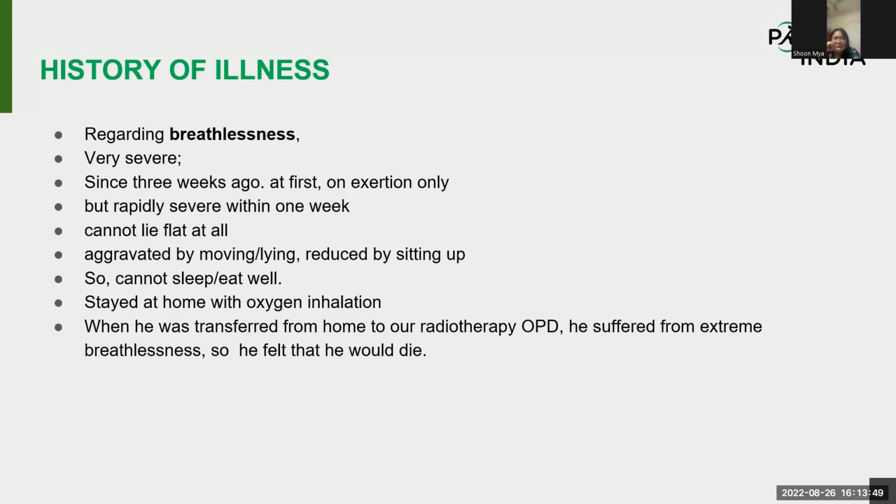So he stayed at home with oxygen inhalation. At first, he refused to take any further treatment, but his breathlessness became very severe, and he could not tolerate it anymore. So he was transferred to our radiotherapy OPD by his neighbors. During the transfer, he suffered from extreme breathlessness, and he felt that he would die.